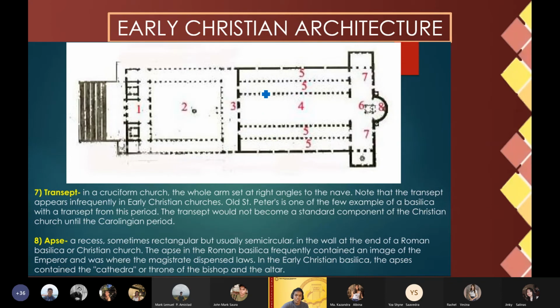Number 7, if the building is cruciform, this part is called the transept. So in a cruciform church, the whole arm is set at right angles to the nave, so it is called a transept. And number 8, this semicircular or possibly polygonal, it could be an octagon or a hexagon, this is what you call apse.